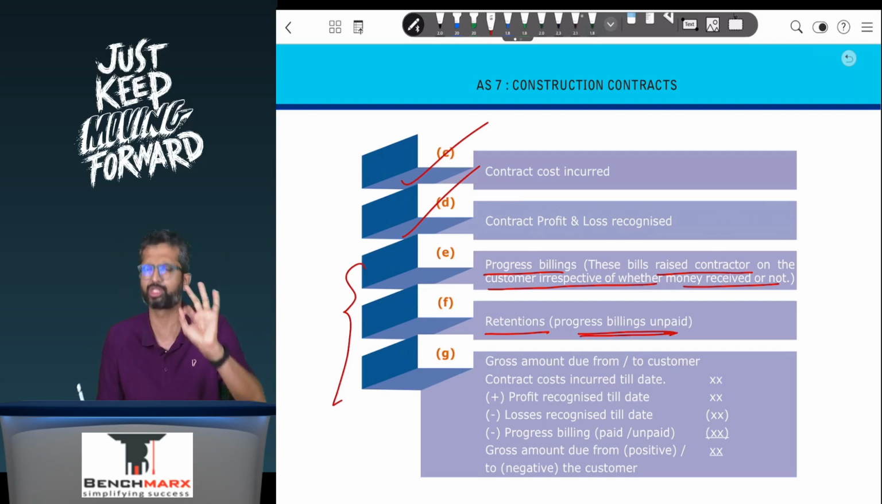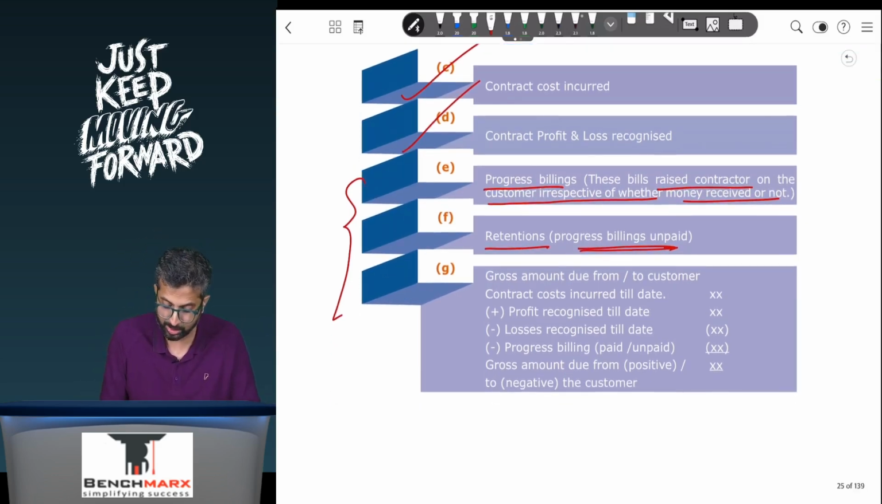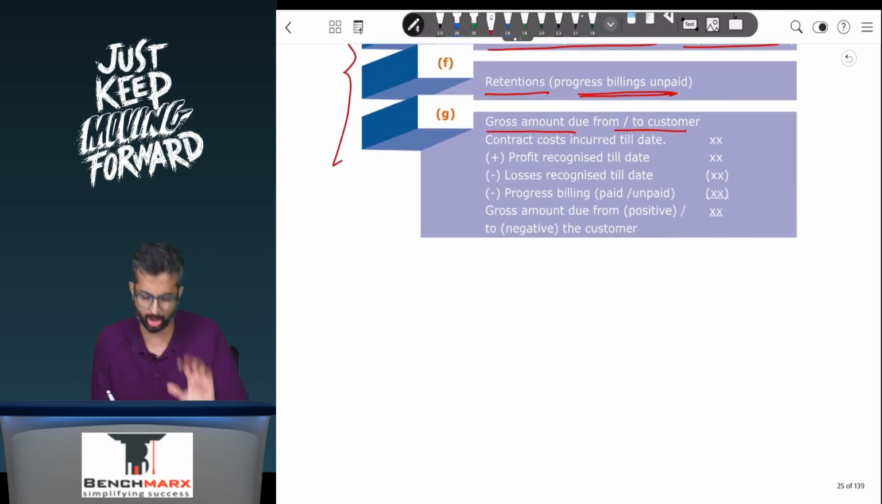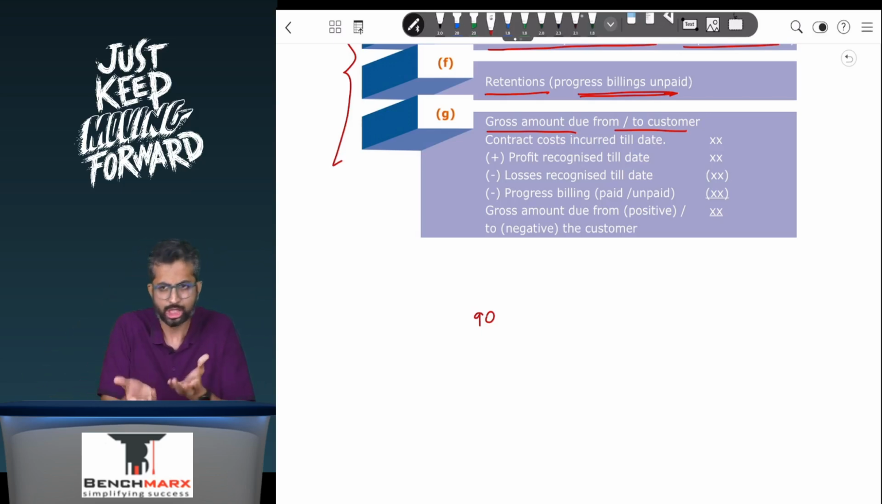In case the question asks you, there is a relatively lesser chance. And then there is this problem of gross amount due from or to the customer. Now how do I calculate it? Ideally my gross amount due from or to the customer should be calculated by comparing with the contract revenue. Let us say the contract revenue was 90, in which case my journal entry would have been debtor account debit to sales or contract revenue 90 rupees. So that should have been my receivable.